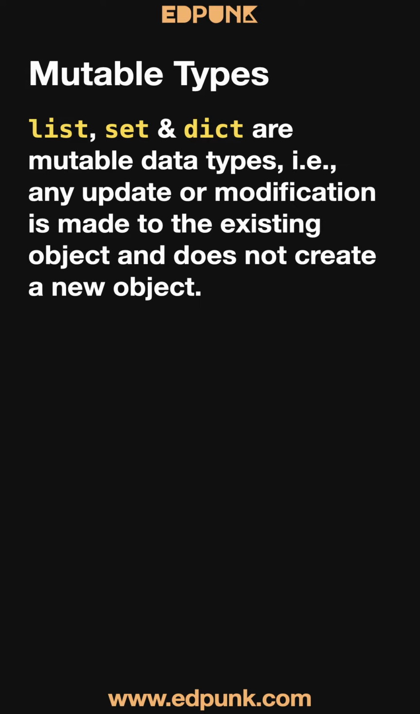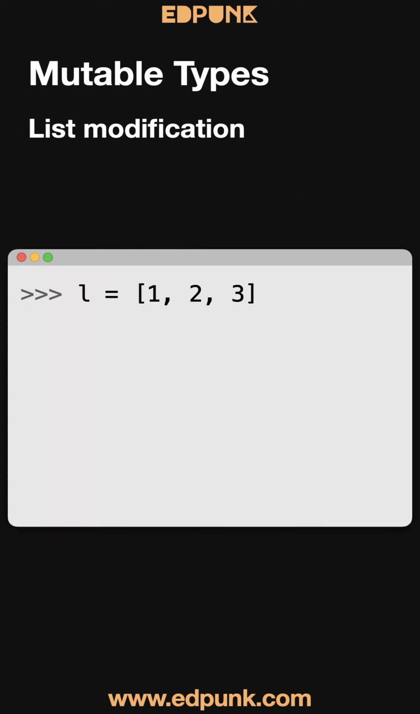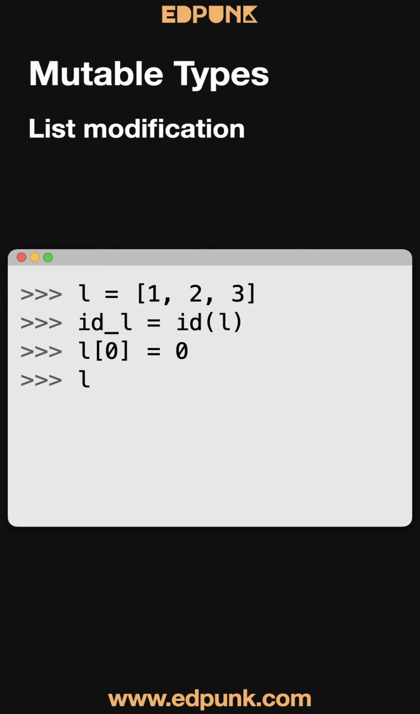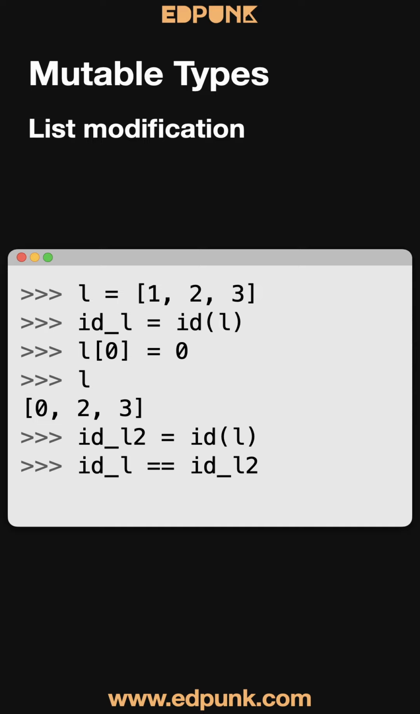Any modification made to an object belonging to these three types does not create a new object, but modifies the existing one. For example, let us take a list 1, 2, 3 and modify its first item. Now, the list contains items 0, 2, 3, which is different from the original contents, but the object ID is still the same.